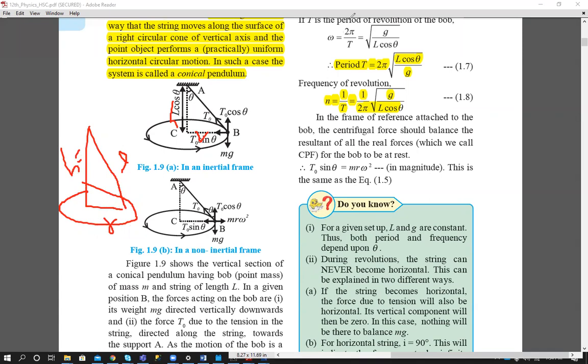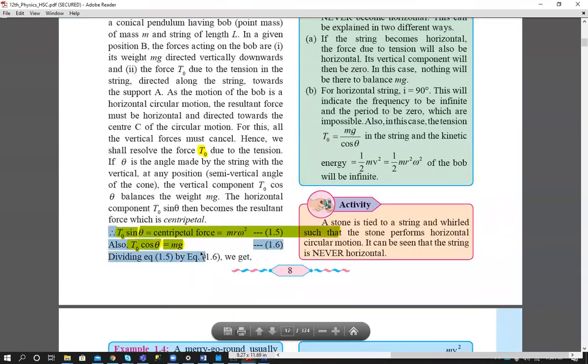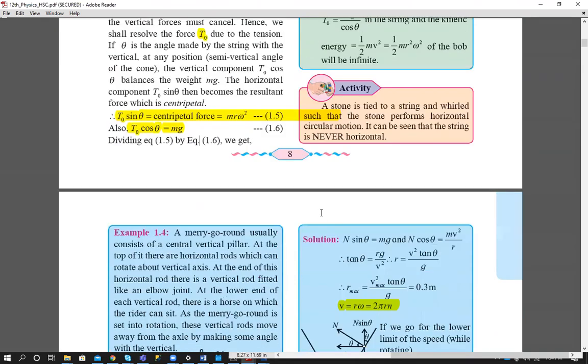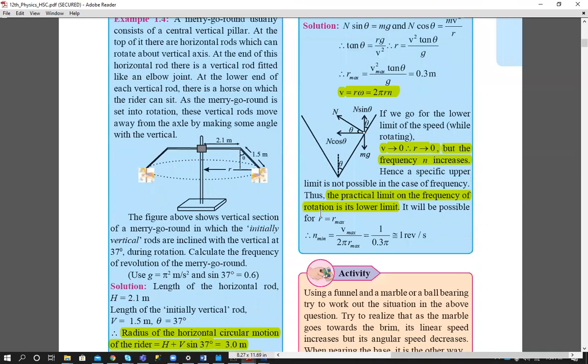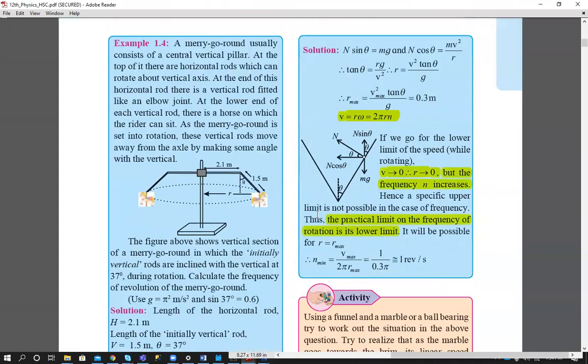Okay, you can find the tension in the string and centripetal force from this formula. Okay, if you know the theta, you can get the tension, all remain. Let's see some of the problems solved here. So these are two problems.